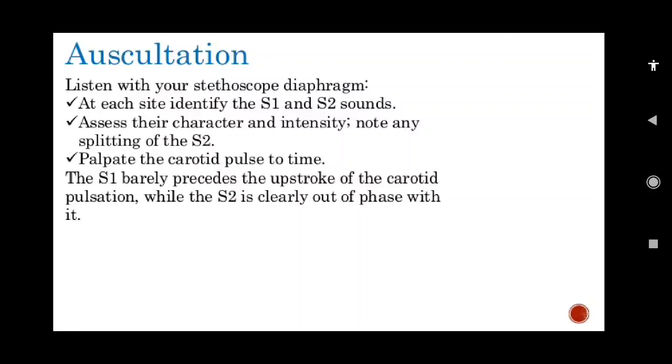S1 barely precedes the upstroke of carotid pulsation, and S2 is clearly out of phase with it. So when you are feeling the carotid pulse while also listening to the heart sounds, you can say it is S1 when it precedes the upstroke of carotid pulsation, and S2 is out of phase with the carotid pulsation. That's how we can differentiate the S1 and S2 sounds.